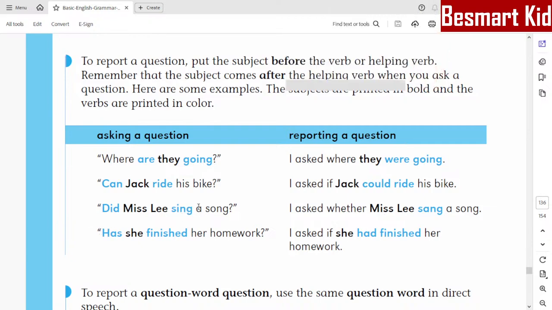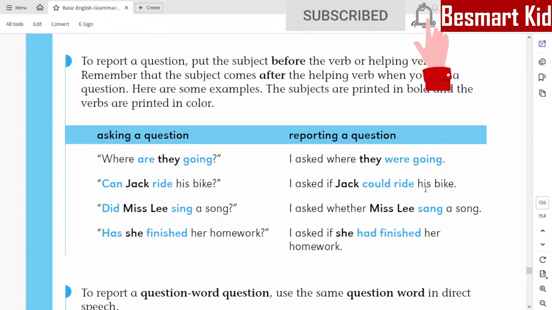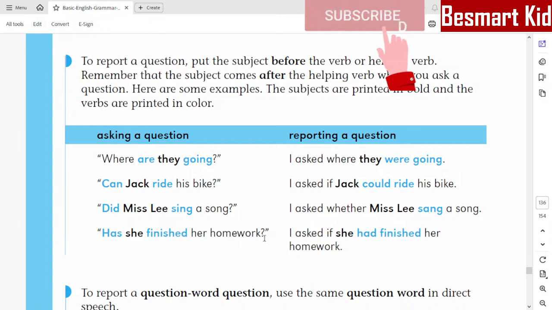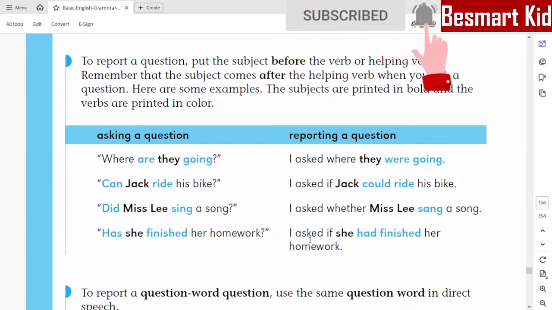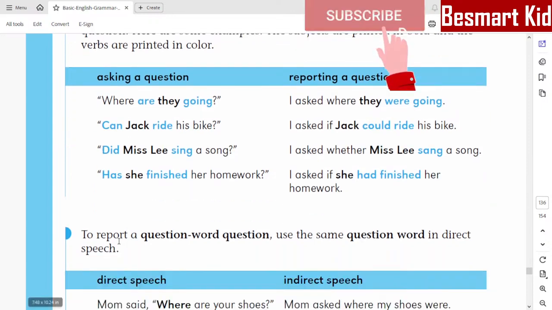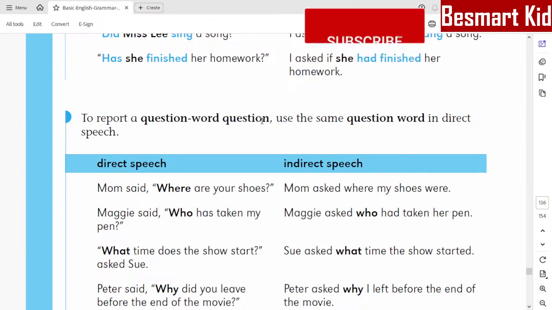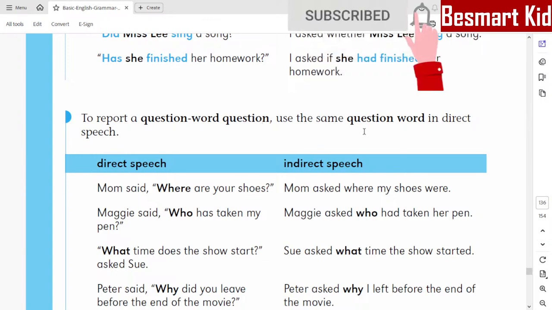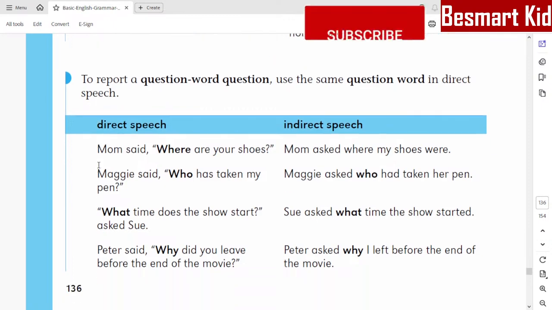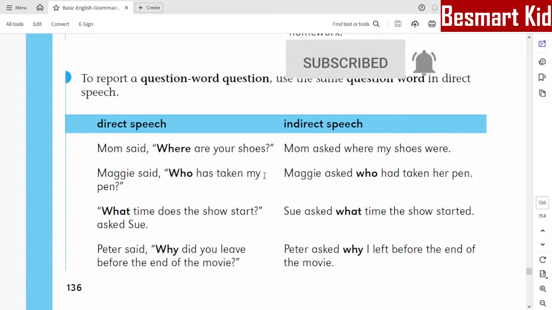"Did Miss Lee sing a song?" I asked whether Miss Lee sang a song. "He has finished her homework." I asked if she finished her homework. To report question words questions, use the same question words as in direct speech. Here we have the direct speech and here the indirect speech.